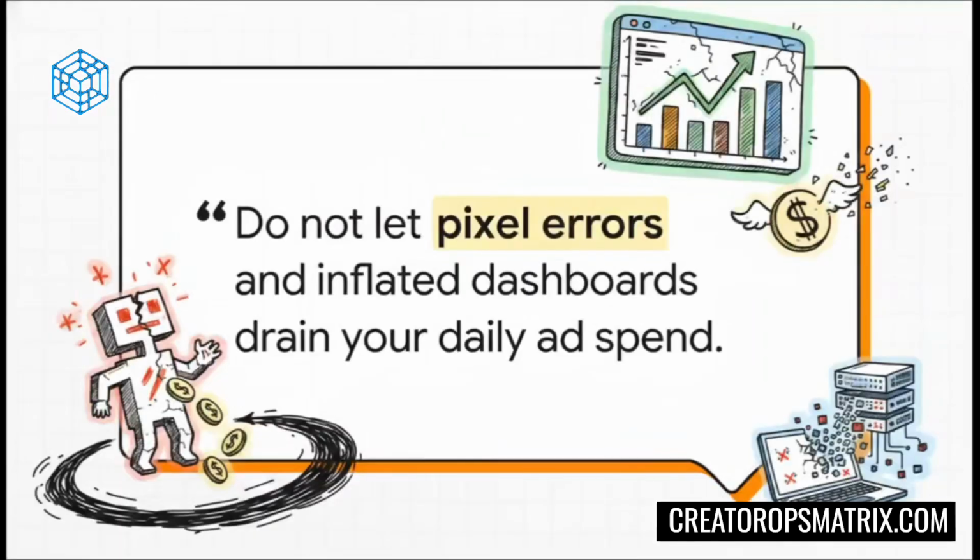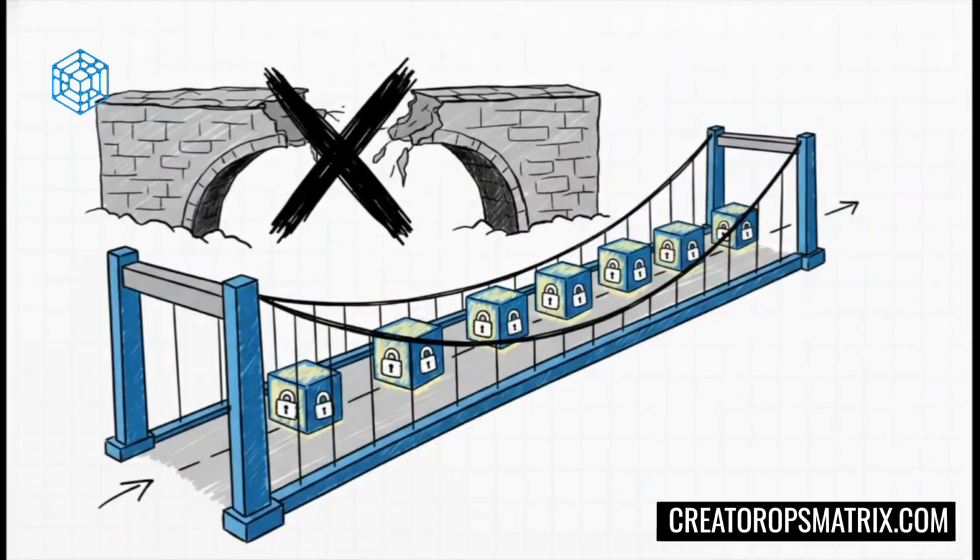Look, whether you're operating digital checkouts or scaling physical retail, the diagnostic reality is exactly the same. Do not let pixel errors and inflated dashboards drain your daily ad spend. It is operational suicide to leave your tracking telemetry at the mercy of front-end browser limitations. Think about it. Every single dollar you spend optimizing against a fake view-through conversion is just a dollar burnt. It's time to take complete control of your telemetry.